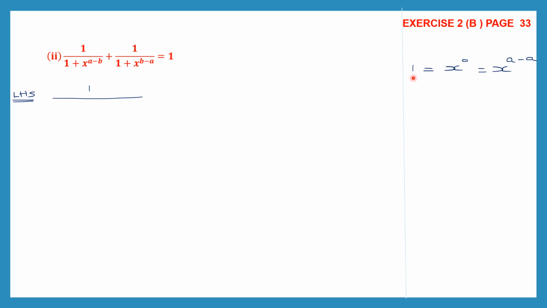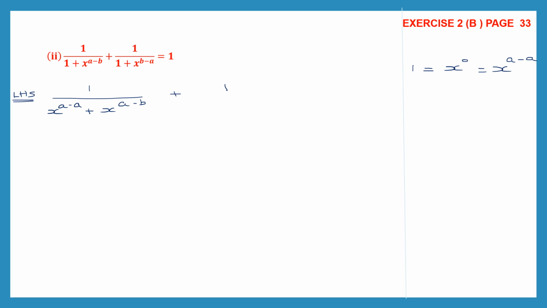So instead of writing 1, I'm going to write x to the power of a minus a, because that is also equal to 1. So here, instead of writing 1, I'm going to write x to the power of a minus a. So that's not b, that's a minus a. And then plus the rest of it remains the same, x to the power of a minus b.